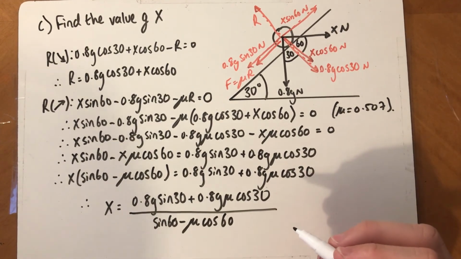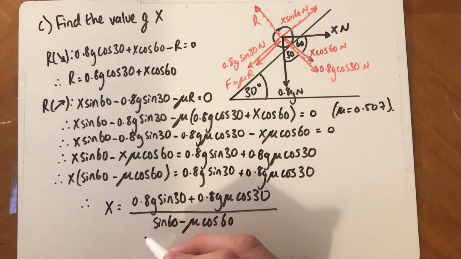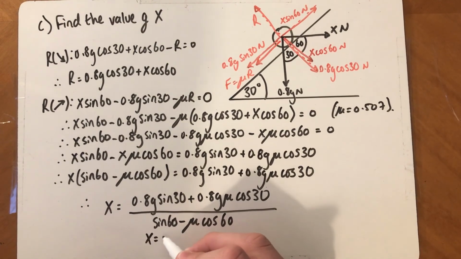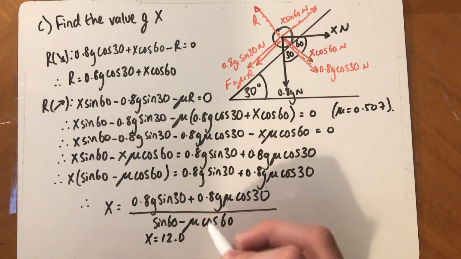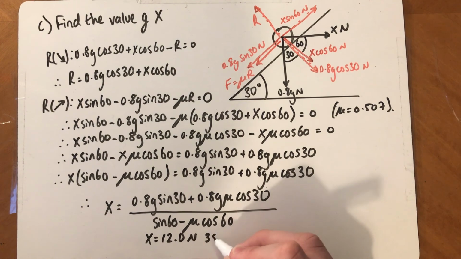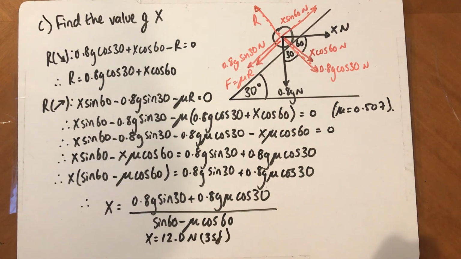Okay, so when we put that into our calculator, we should get a value of x to be 12.0 newtons to 3 significant figures. Okay, so I hope you followed, and thank you very much for listening.